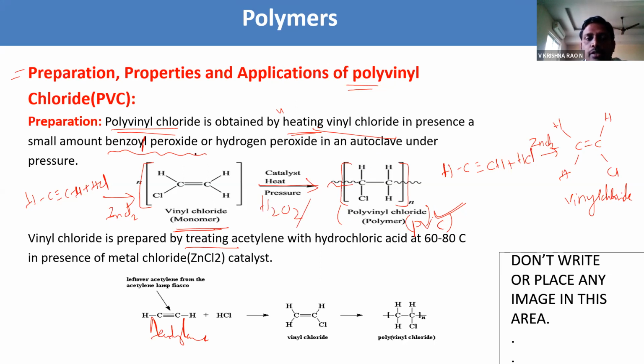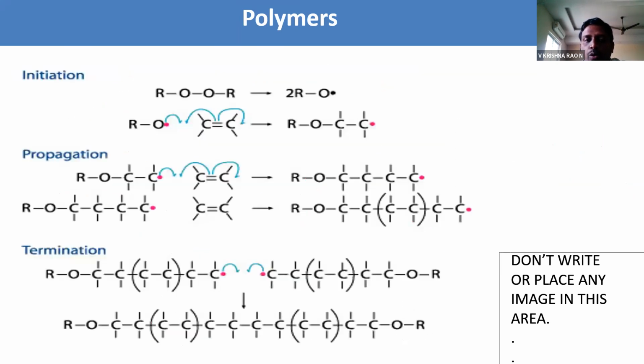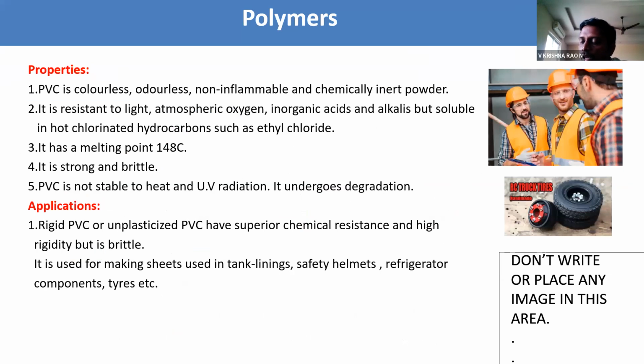The monomer for polyvinyl chloride is obtained when acetylene reacts with hydrochloric acid at 60 to 80 degrees in the presence of a metal chloride, zinc chloride, as a catalyst, giving vinyl chloride. Now coming to the properties and applications of PVC, polyvinyl chloride.